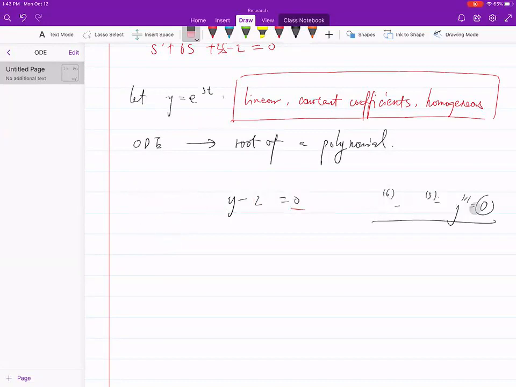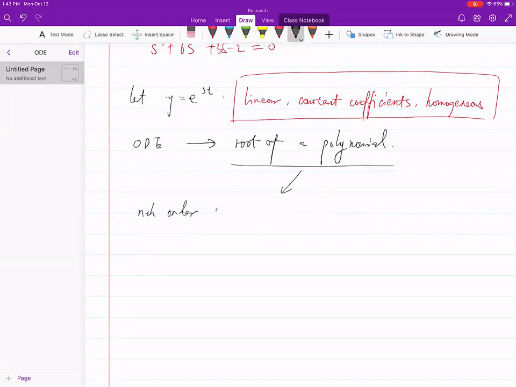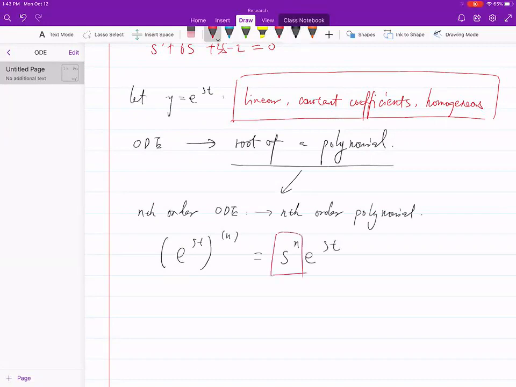Okay, that's the first comment. Second, how do you solve the root of a polynomial? Here's the beauty. If you have an nth order ODE, for example, you take all the derivatives up to the 7th order, then you are guaranteed you're going to have an nth order polynomial. The fact comes from e to the st. If you take the derivative n times, it definitely gives you s to the n. Okay, so you have the same nth order.